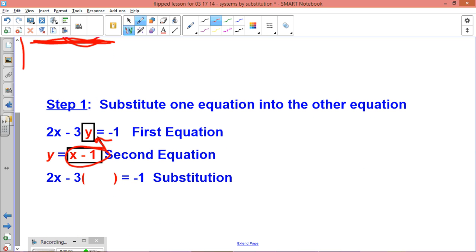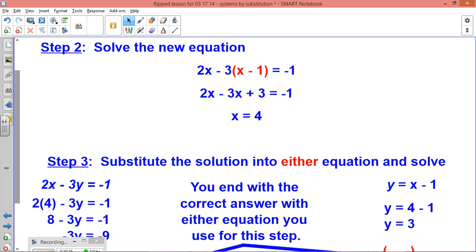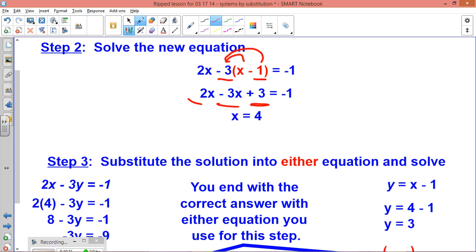And then, so what I have is 2x minus 3 times the quantity x minus 1 equals -1. Don't forget this equals -1, otherwise you won't have an equation. From there, I'm going to go to step 2, and I'm going to solve. Remember I have my distributive property: -3 times x is -3x, -3 times -1 is +3, and so I have 2x minus 3x plus 3 equals -1.